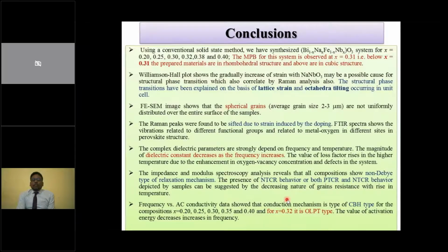From the frequency versus AC conductivity data we can show that the conduction mechanism is of the correlated barrier hopping type for most of the samples, and for x equal to 32 it is the OLPT type of conduction mechanism, and the value of the activation energy decreases with the frequency.